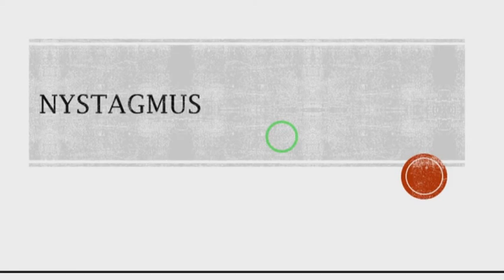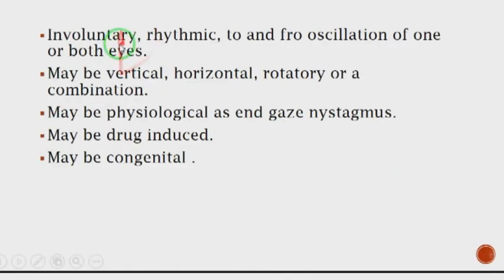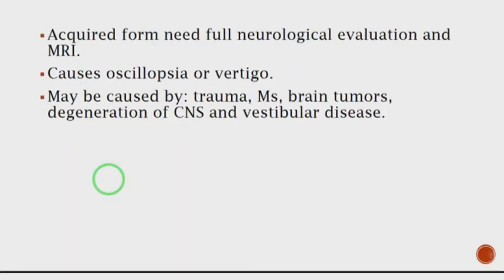You don't need to know a lot about nystagmus, except that this is an involuntary, rhythmic, to-and-fro oscillation of the muscles of the eye. It may be vertical, horizontal, rotatory, or a combination. This nystagmus may be physiological, as in end-gaze nystagmus when we look in the extreme gaze, or it may be drug-induced, or congenital.